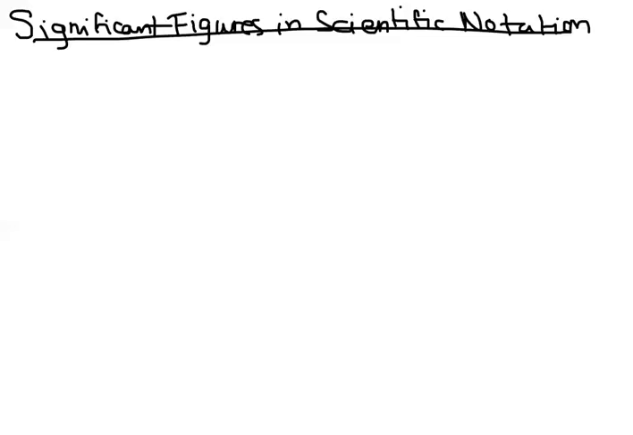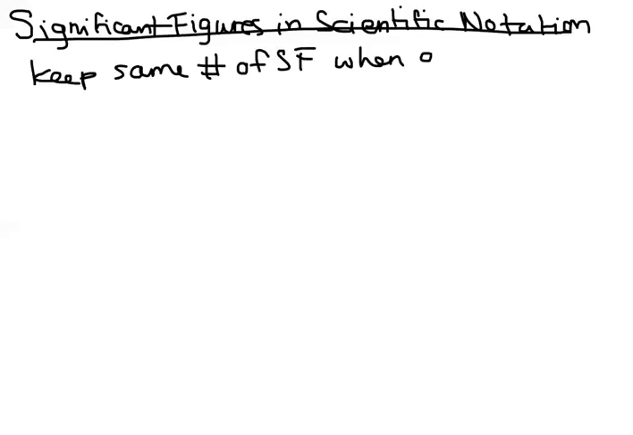So when you are turning a number into scientific notation from standard notation, you're going to want to keep the same number of sig figs. Okay, so keep the same number of SF when going from standard to scientific notation.